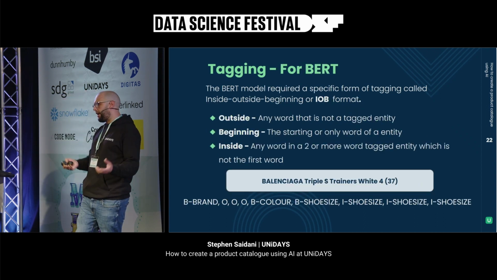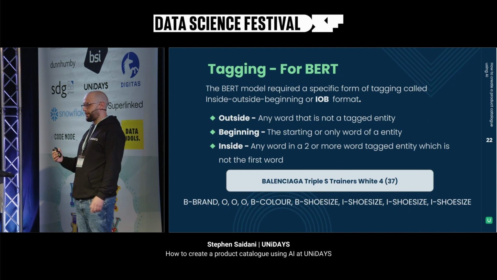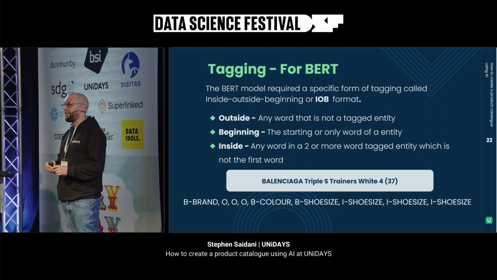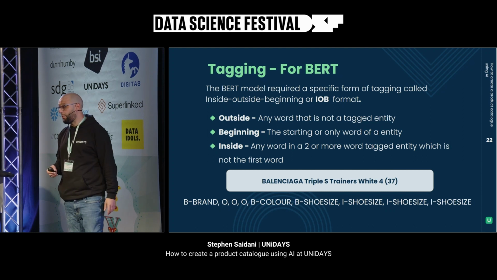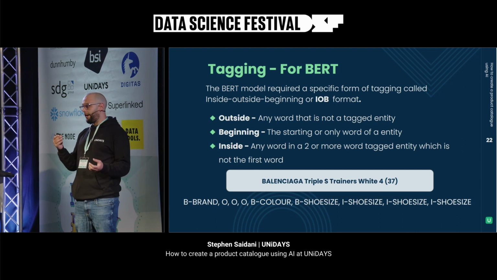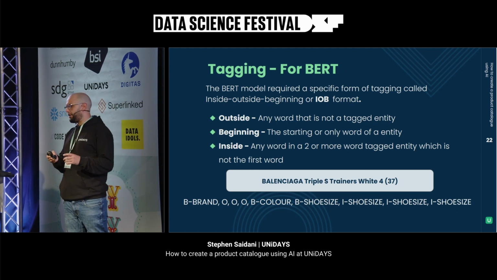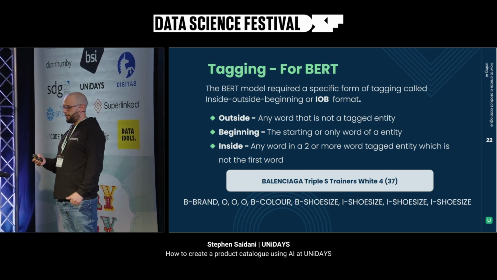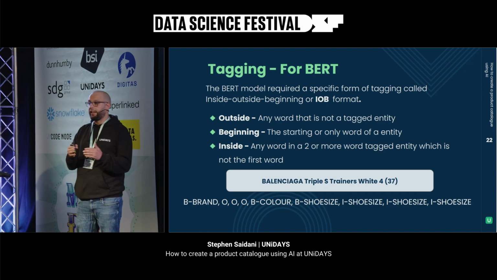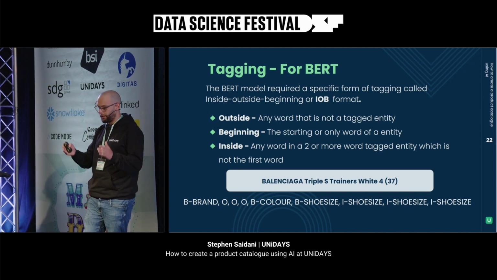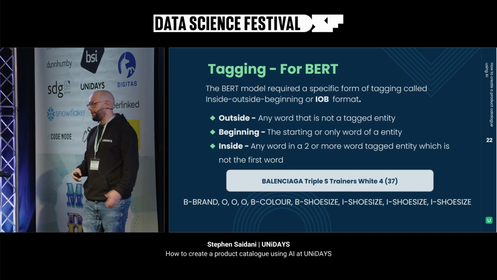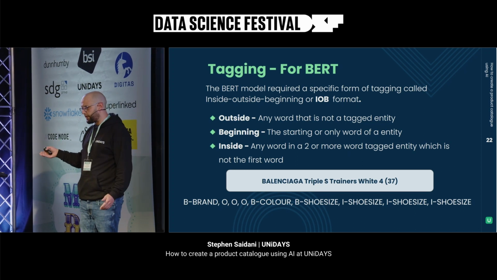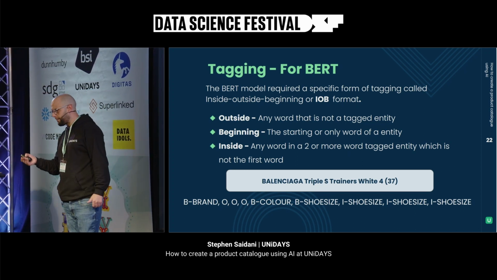So once we'd done all of that, we're then going to use the BERT model. Now this has its own form of custom tagging that you require, called IOB, or inside, outside, beginning format. For any word that is not an entity, you tag it as outside, so you tag it with an O. The beginning is the start of any entity. If you have one word or multiple words in an entity, the first word is tagged as the beginning, and anything subsequent in your multi-word entity is considered inside.